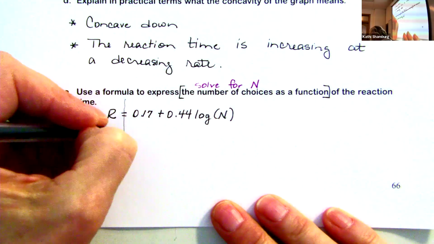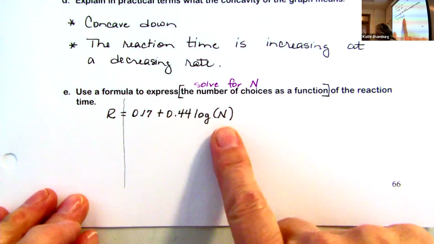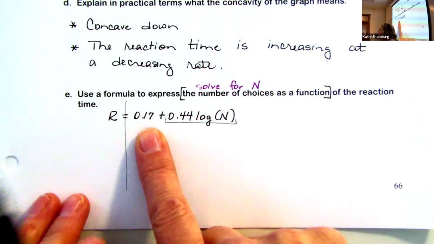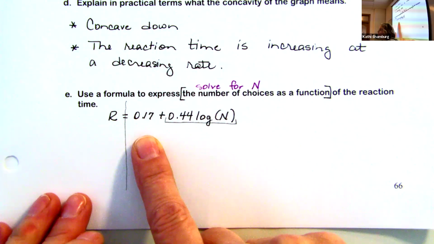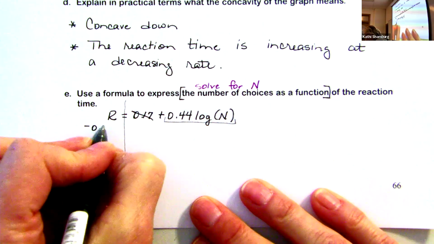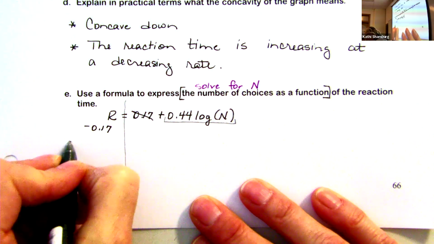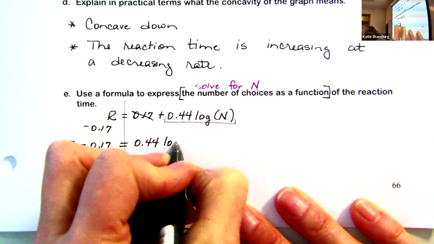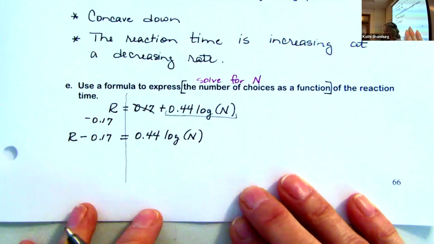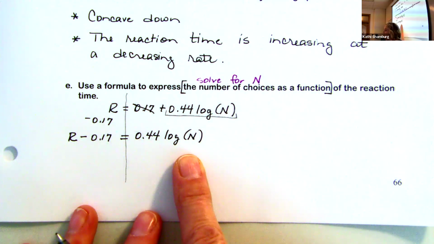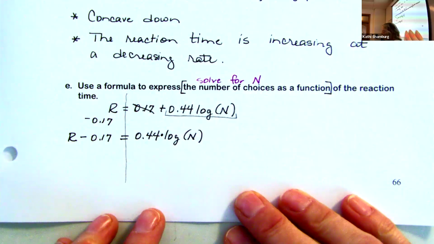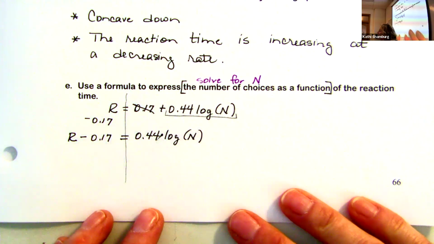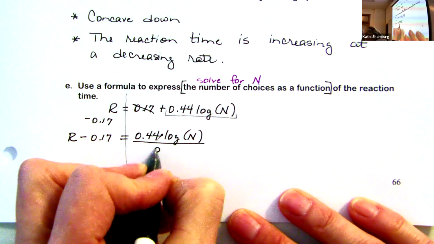Okay? So we know an equation, the equal sign is what separates both sides. If I need n by itself, I first need to get this whole term by itself. So the easiest thing and what we need to move first is the 0.17. How will we do that? We're gonna subtract it. So we're gonna subtract 0.17 from both sides. So now we have r minus 0.17 equals 0.44 log of n. Now this means 0.44 times log of n. So technically this is being multiplied by the log of n. So to undo multiplication, if we want to get rid of 0.44 from this side, how do we undo multiplication? We're going to divide. So now what we're going to do is divide by 0.44.